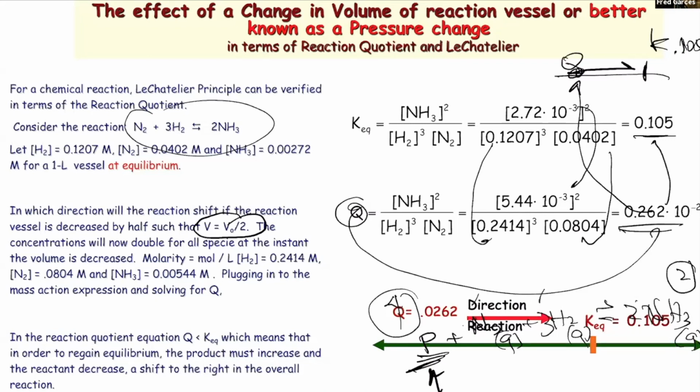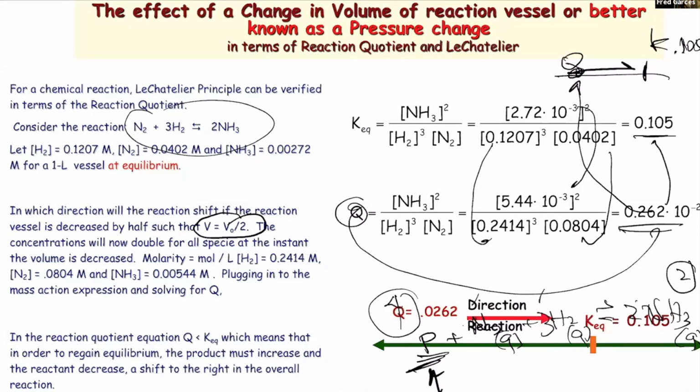Okay, so if you want a visual aid in terms of pressure change, look only for the moles of gas. Only gas, not aqueous. Only gas. Count the coefficient on the reactant. Count the coefficients on the product. Which side is sensitive to pressure? You put a P there.